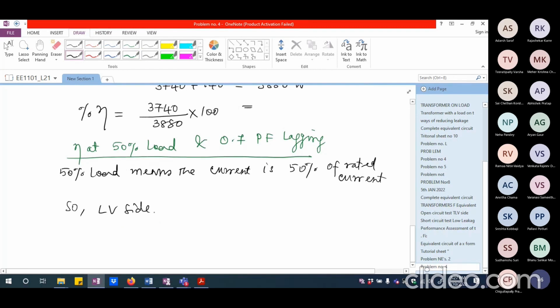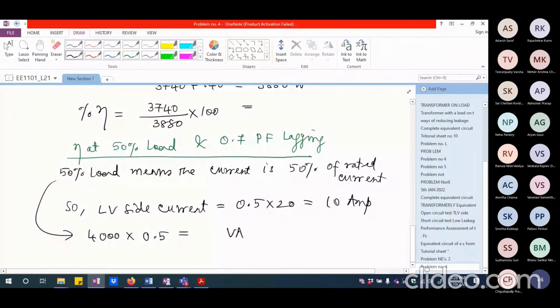LV side current will be 0.5 times 20, which is going to be 10 ampere. That's it. And 50% load also means 4 kVA, 4000 multiplied by 0.5 is going to be the VA which is being output at this point. So that is going to be 2000 VA.